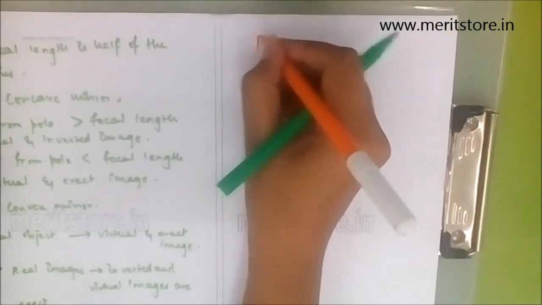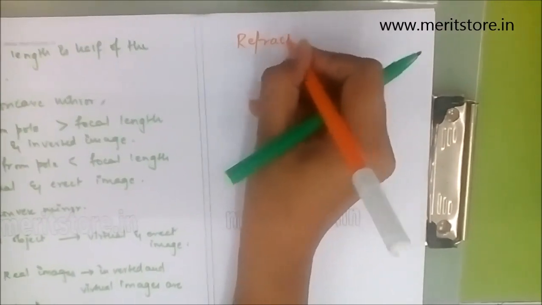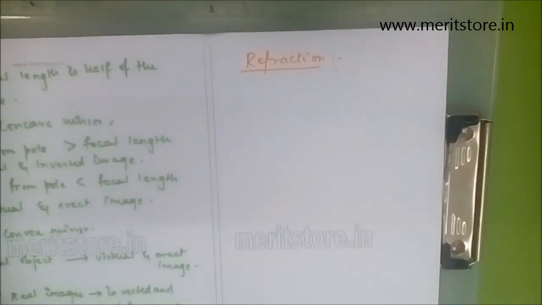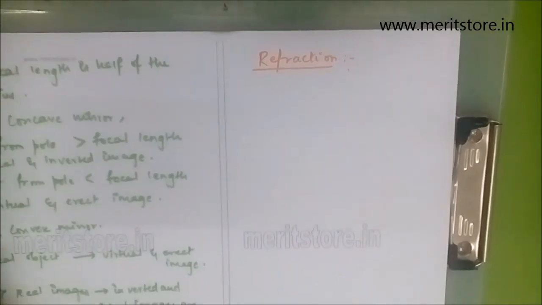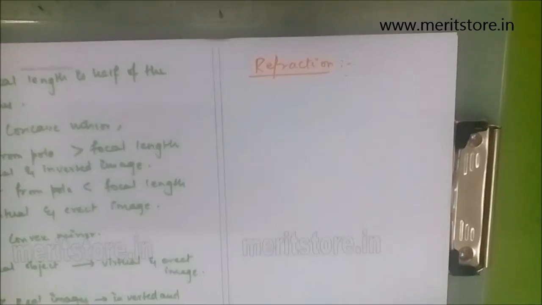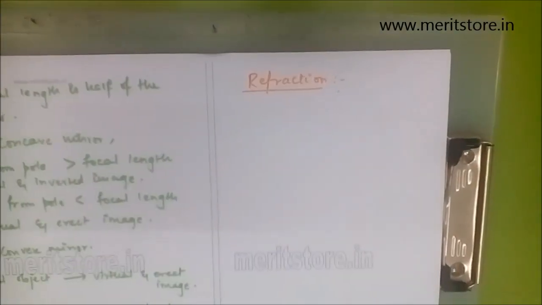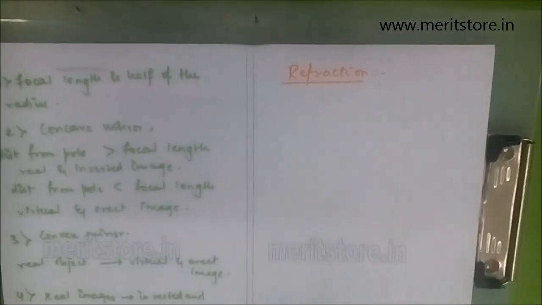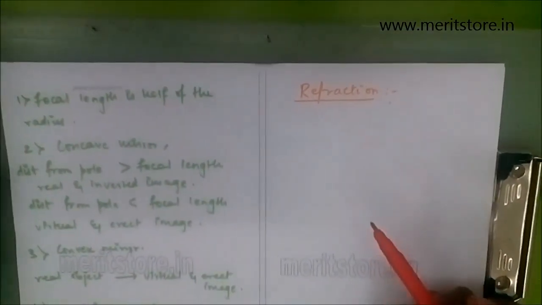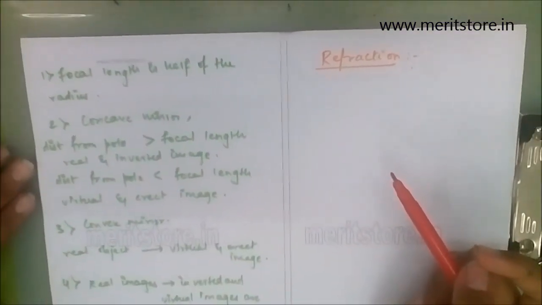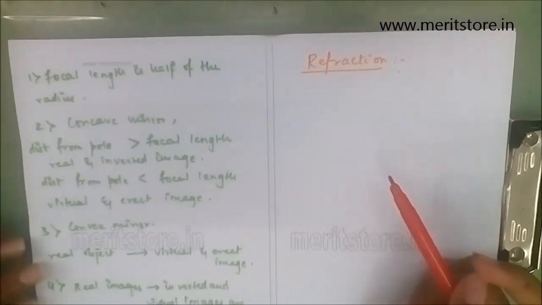Moving on to the phenomenon of refraction. Refraction is the phenomenon by virtue of which a ray of light going from one medium to the other undergoes a change in its velocity. The incident ray is the one which approaches the interface. The refracted ray is the ray which goes into the second medium.